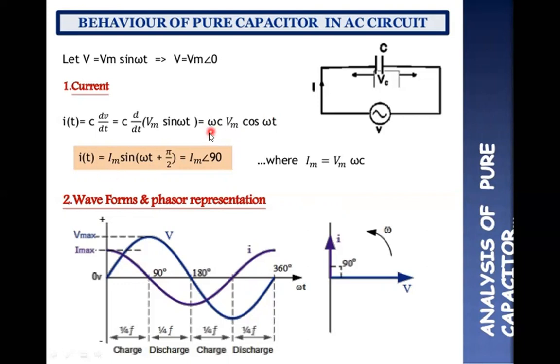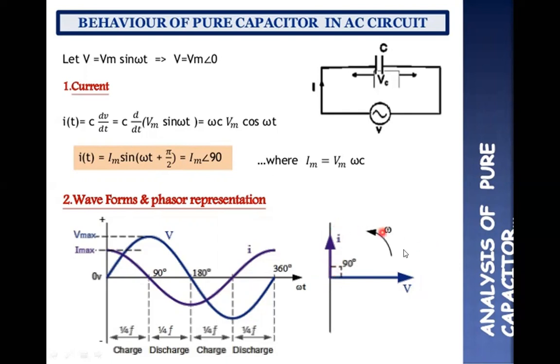So we can write the same omega C V max cos omega t in terms of sine. So I is equal to I max sin(omega t plus pi by 2). It means, if you compare these two, the current is leading the voltage by 90 degrees. So this shows the phasor representation. The current is leading this voltage by 90 degrees.